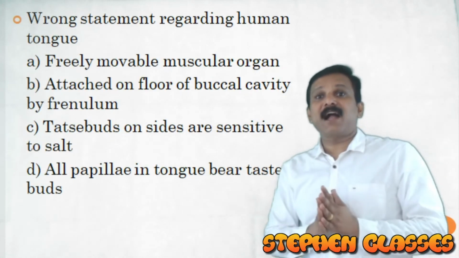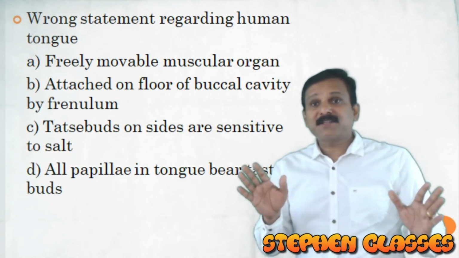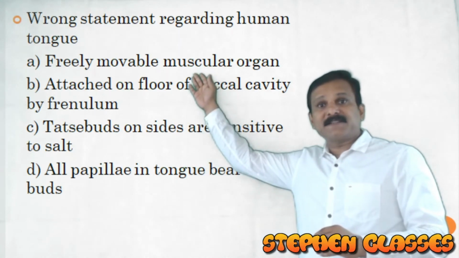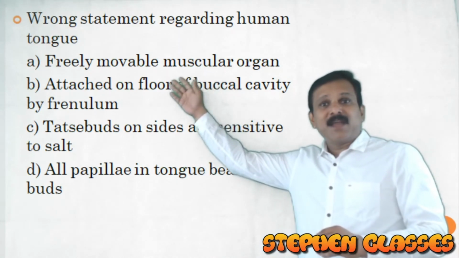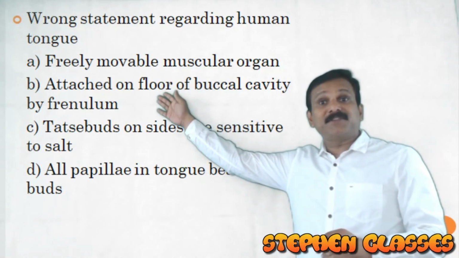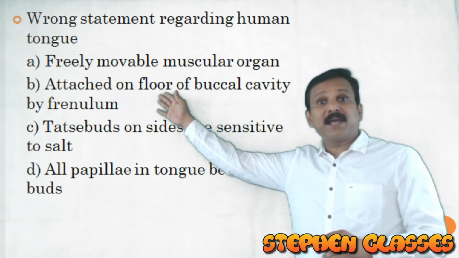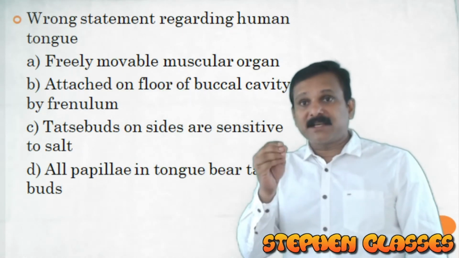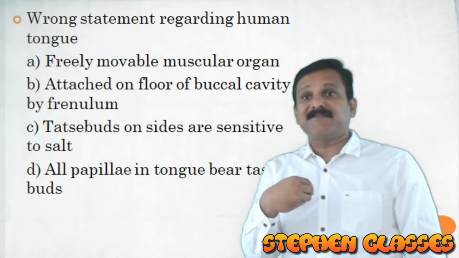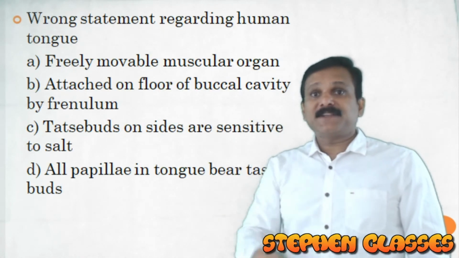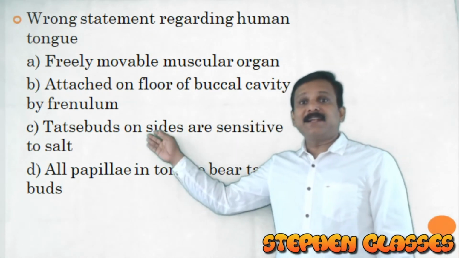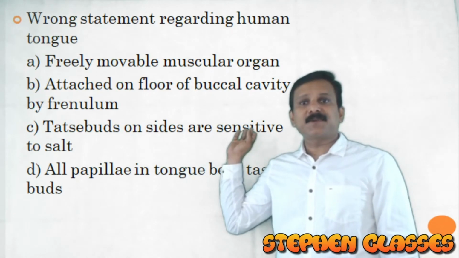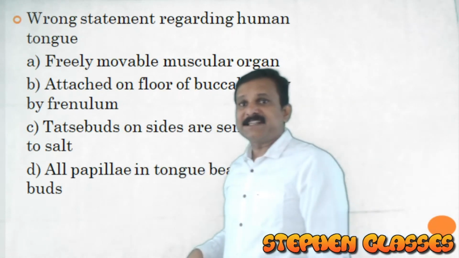Wrong statement regarding the human tongue. The human tongue, you know, is a freely movable muscular organ. That is a correct statement, right? Then, attached to the floor of the buccal cavity by the frenulum. That is also correct. We have a ligamentous fold connecting our tongue with the floor of the buccal cavity. So that statement is also true. Regarding taste buds on the sides being sensitive to salt, is it true? We will check with the diagram.